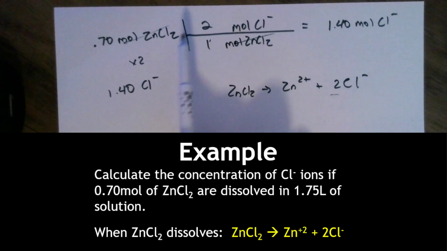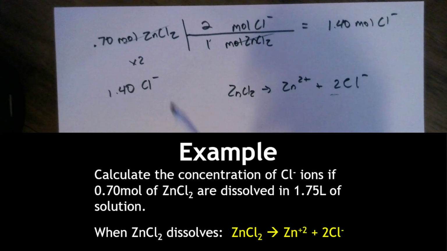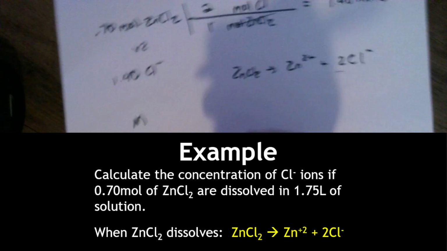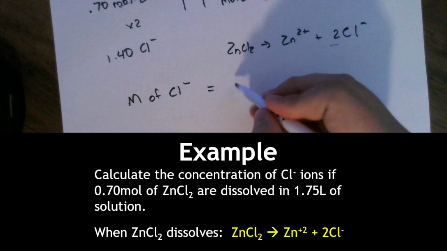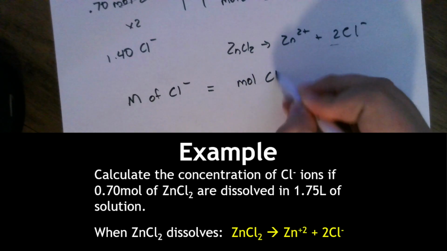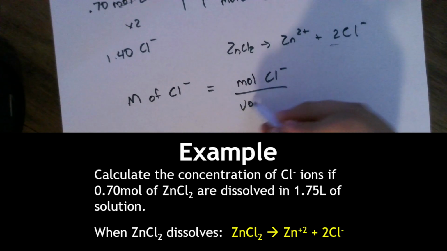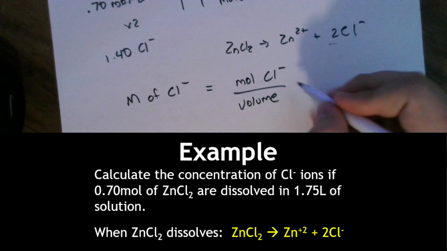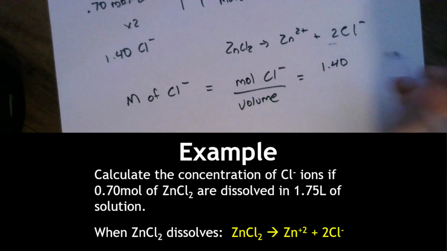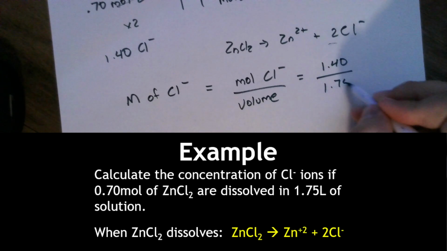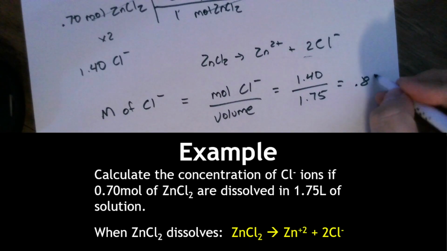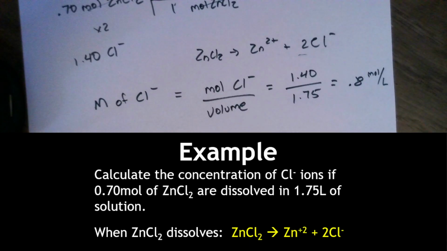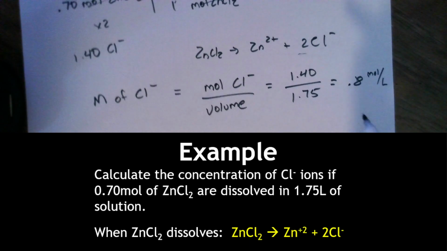What I did was turn my moles of ZnCl2, which I don't need for my problem, into my moles of chlorine, which is what I need because I'm looking for molarity of Cl minus. So that's going to equal moles of Cl minus over the volume. My moles of Cl minus are 1.40. My volume is 1.75. Do that math, and that comes out to about 0.8 moles per liter. So that's the molarity of my chloride ion.